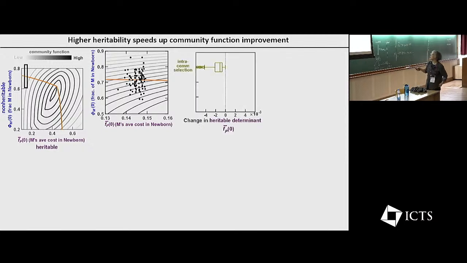So in this case, intra-community selection will always lower FP. It will always favor fast growers.